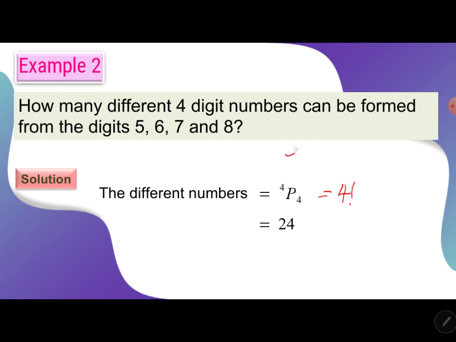Why? Because for the first place, there should be 4 choices. So we have 1, 2, 3, 4. And then for the second place, because we have chosen 1 for the first place, we are left with 3 digits. Then for the third place, we are left with 2 digits. And for the last place, we have only 1 choice. That's why it's 4 multiplied by 3 multiplied by 2 multiplied by 1, which is equivalent to 4 factorial.